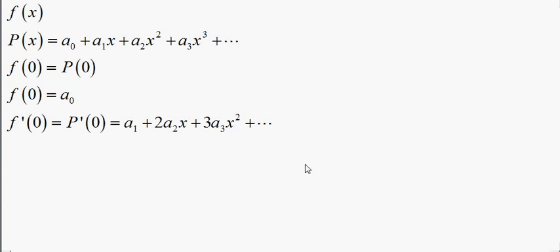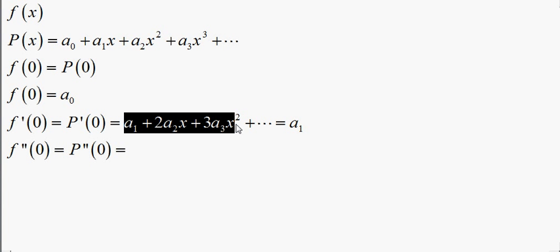It goes on forever. We see how we just took the derivative of this. So now we just plug in 0, and what do we get? We get a1. So now if the functions behave the same around that point, and that means their first derivative is the same, that also means that their second derivative is the same. So f double prime of 0 equals p double prime of 0, which equals, you take the derivative of this now to get p double prime.